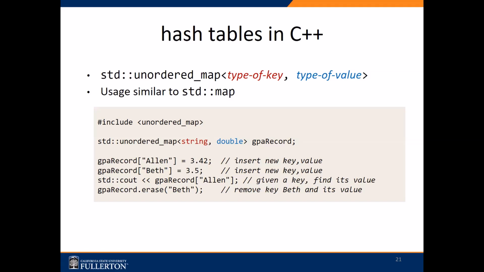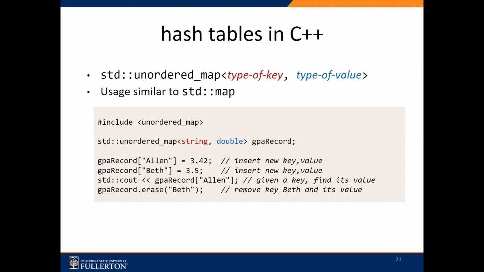Now I can add things into the hash table like so, GPA record, and then the key Alan within square brackets equals the value 3.42. I can add another key value pair. In this case, the key is Beth, and the value is 3.5. Now later, if I want to look up what is the value of Alan, I can print it to cout by calling GPA record and again giving Alan as the key in square brackets, and GPA record will now return to me the corresponding value and print it out. I can also remove a key and its corresponding value by calling the erase method again with the key.